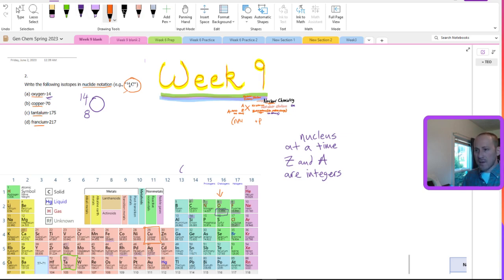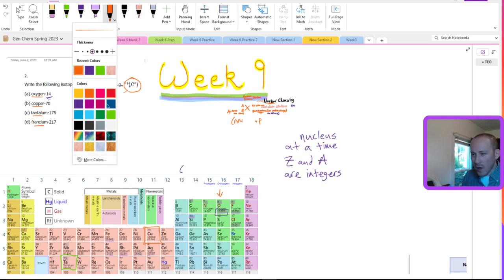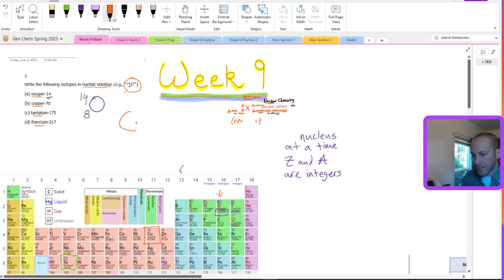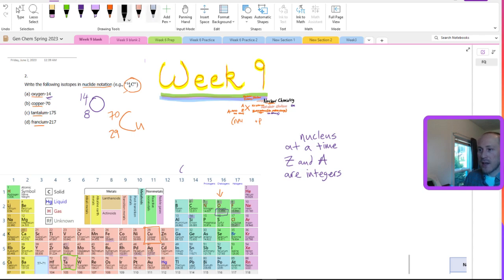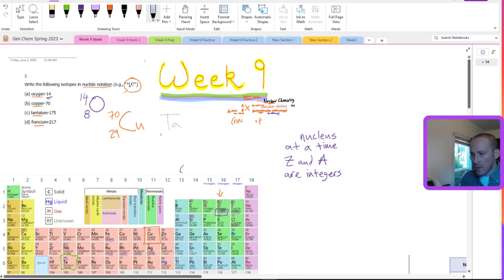Copper will obviously do in orange. Orange is coppery enough. We found that as 29, 70. Now it's super easy. Tantalum will get this cool light blue color. So Ta for tantalum, it was element 73, and we are told in the name that the mass is 175.